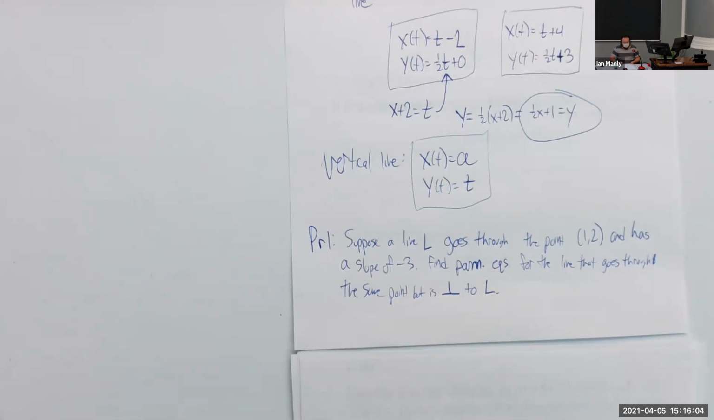What does it say in the last line? The line that goes through the same point but is perpendicular to L. The new slope would be +3? Not quite.